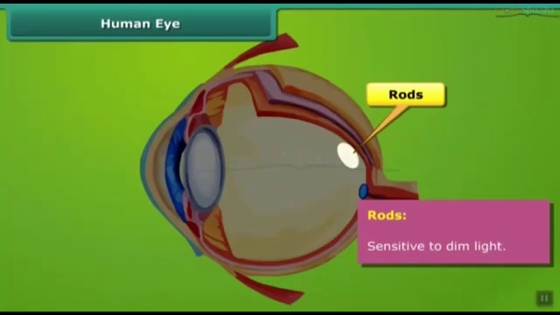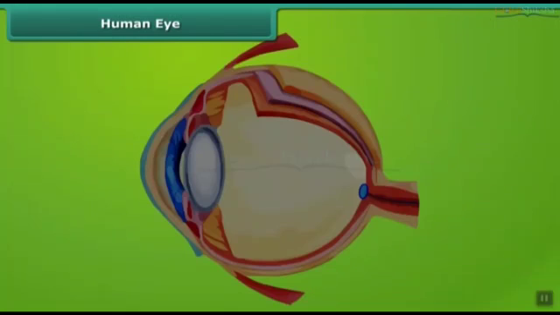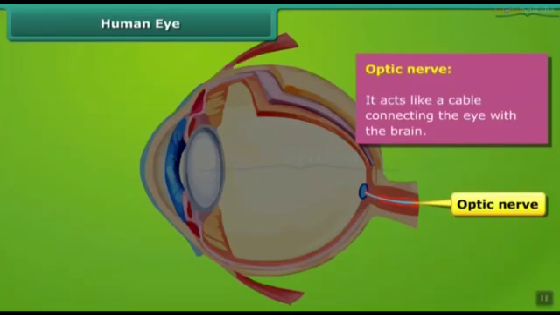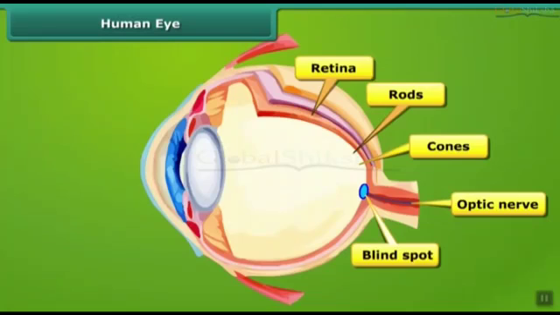Rods. Rods function mainly in dim light and provide black and white vision. Cones. Cones support daytime vision and the perception of color. Optic nerves. It acts like a cable connecting the eye with the brain. The optic nerve transmits electrical impulses from the retina to the brain.